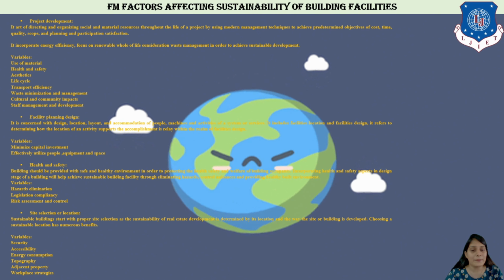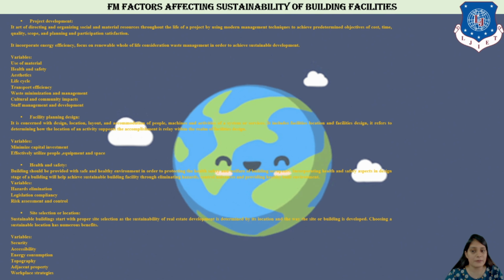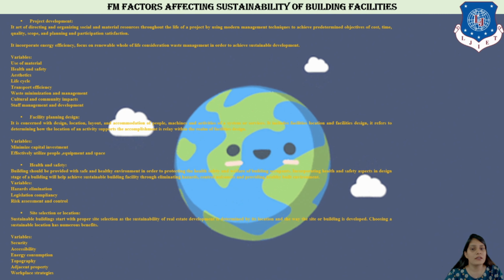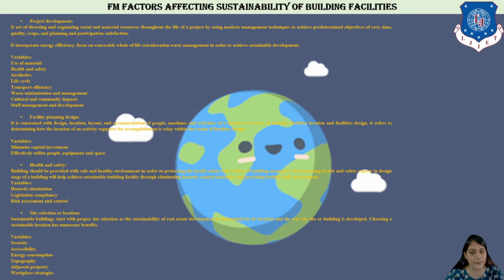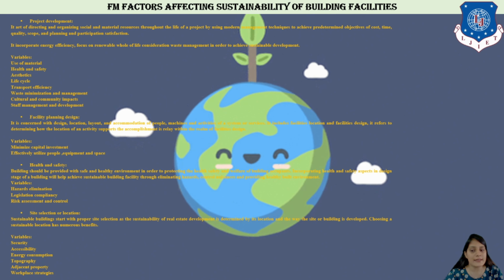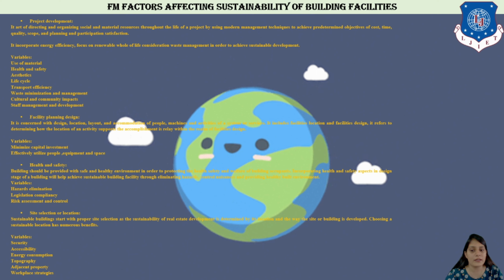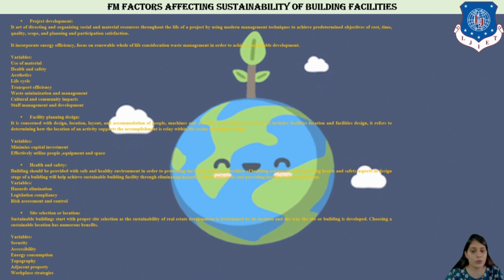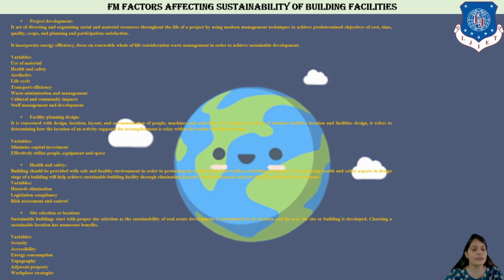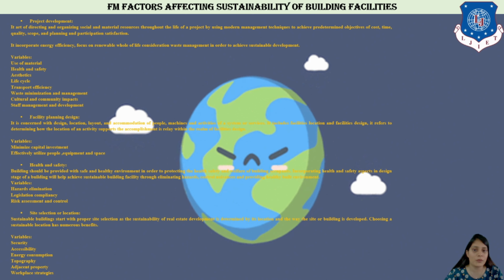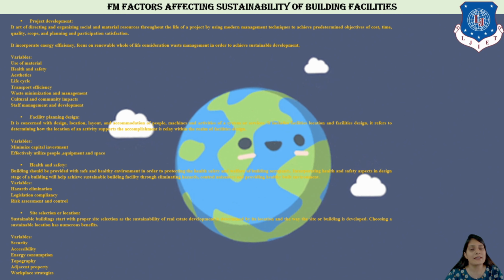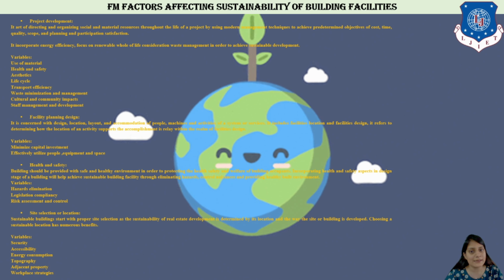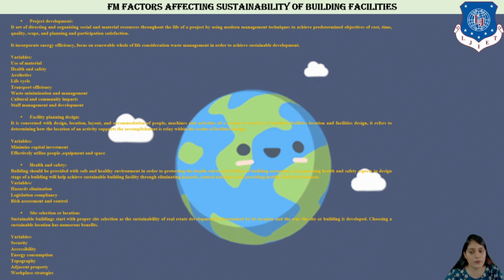Similarly, facility planning design. What do you mean by facility planning design? Basically, the investment is made and accordingly the facility design should be provided. Lastly, you have the health and safety. That is, the building should be provided with a health and safety environment, protecting the health and the safety of the people who are residing. It should be a proper design. It should be a durable design. Right? All should be according to the highest standard codes. Risk assessment and control should be done.